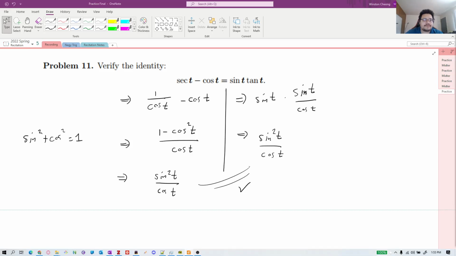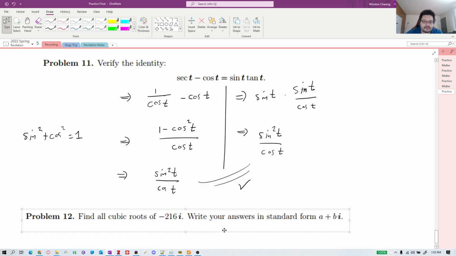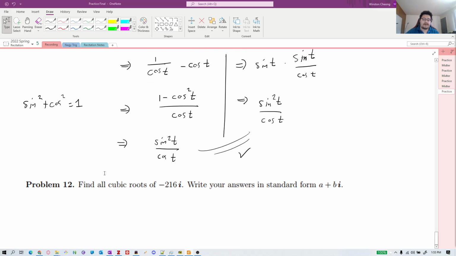Okay, last problem, number 12. So this covers new material than what we did in the recitation. This is what we're going to be covering next week at the time of recording. Involving taking a cube root.